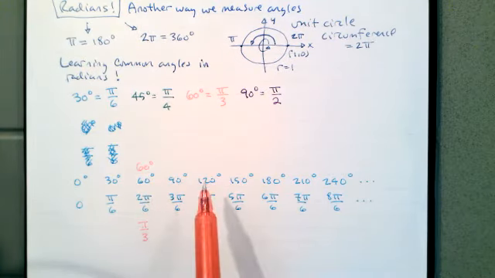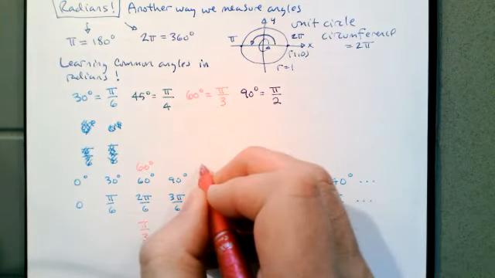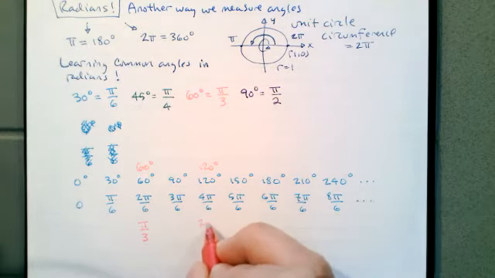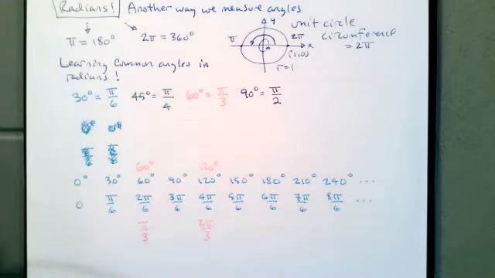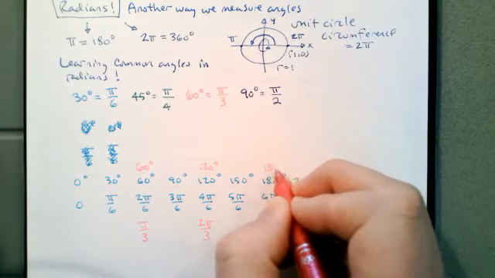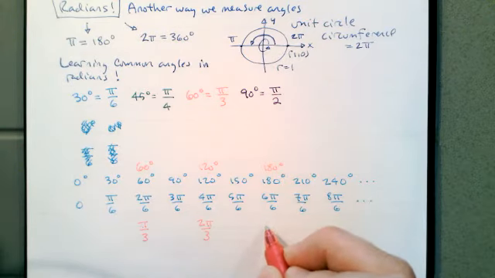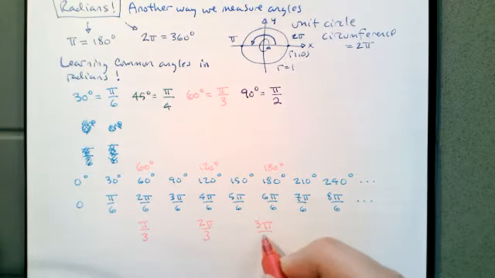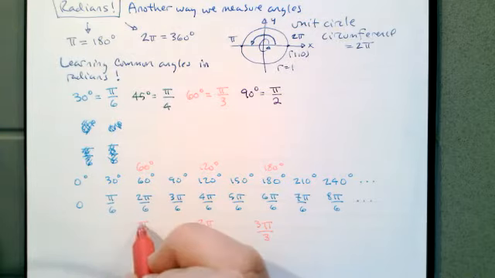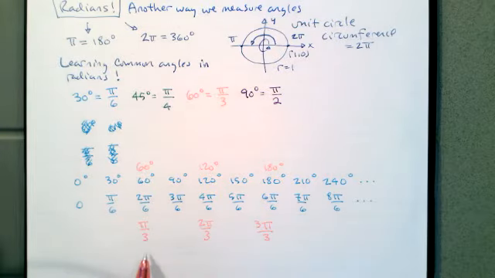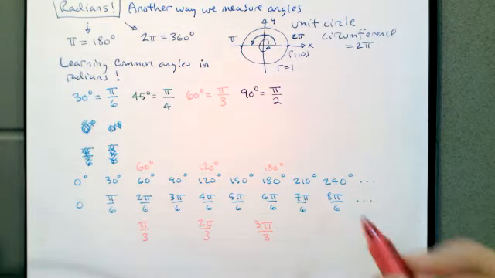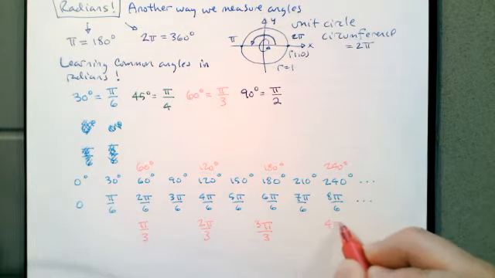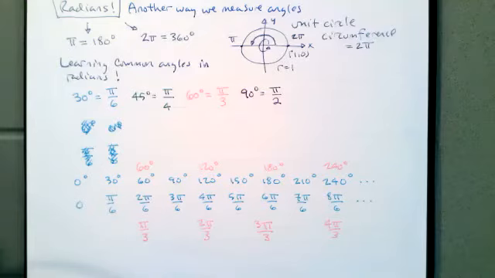If I skip to the next 60 degrees, 120, 60 times 2 is 120. 4 pi over 6 is 2 pi over 3. The next 60 is 180. 6 pi over 6 is also just pi. So if you look at how we're counting things, if we count by 60s, we have pi over 3, 2 pi over 3, 3 pi over 3. The next 60 is at 240. And that gives you 4 pi over 3 when we simplify it.